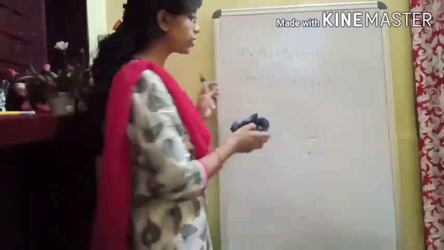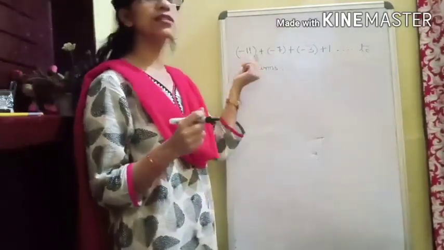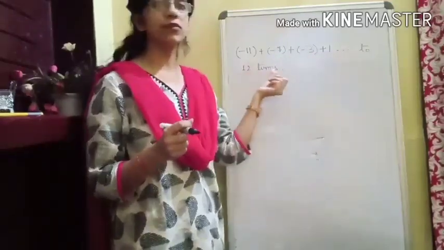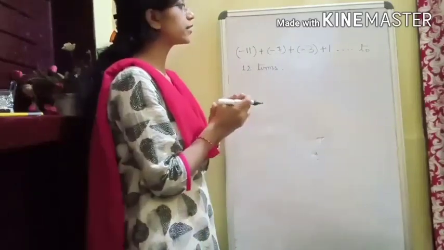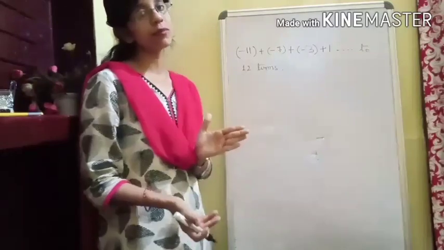Now let's see some of the questions. In this question, they are asking you to calculate the sum of the given AP up to 12 terms. That means they have given an AP, and you have to take 12 terms and then sum them up.